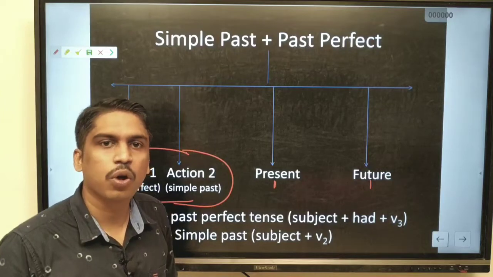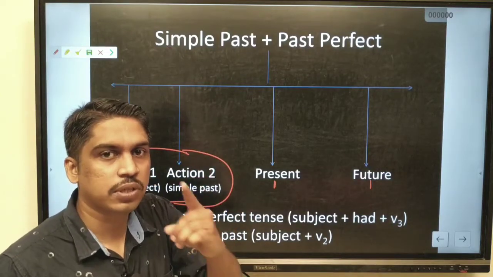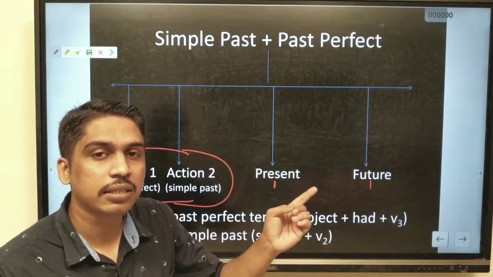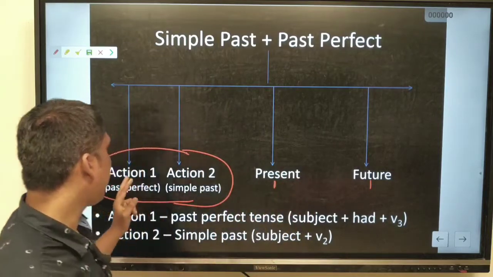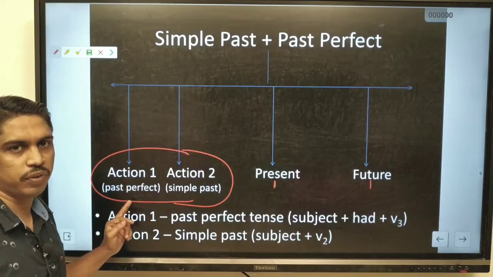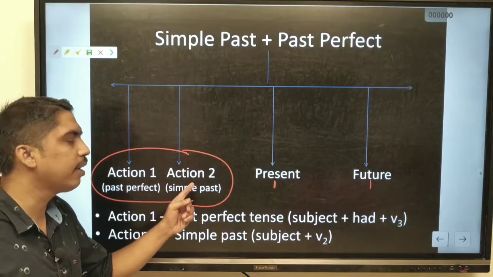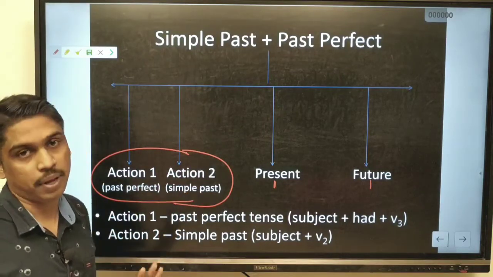TV കണ്ടത്. So the first action that happened, which is the first action, seeing TV or watching TV, that action should be told in past perfect. And sleeping should be told in simple past.